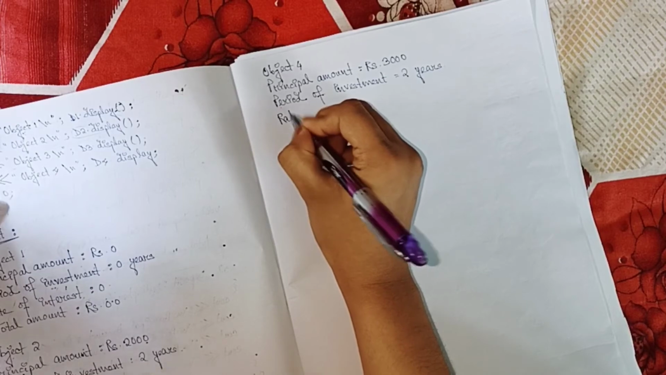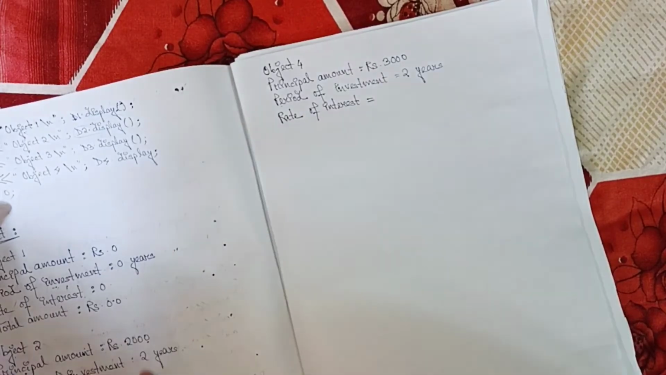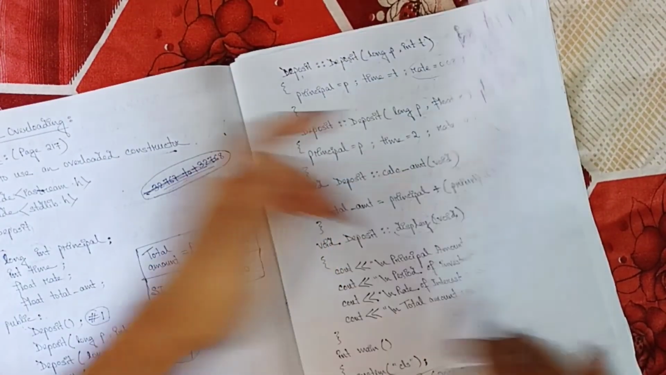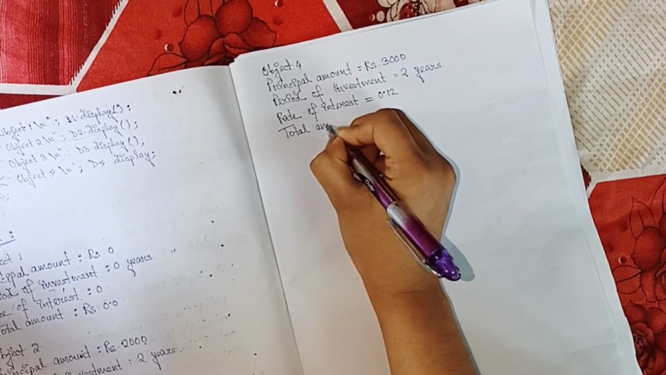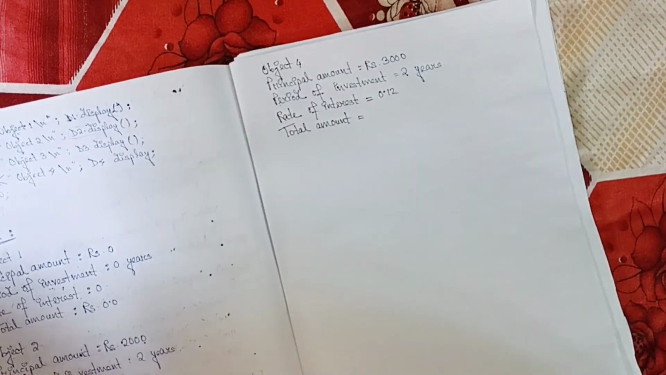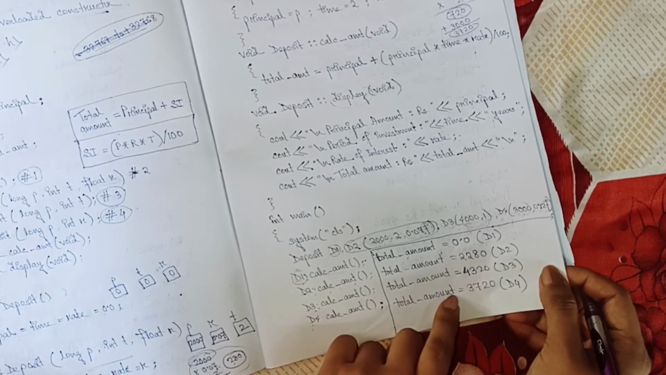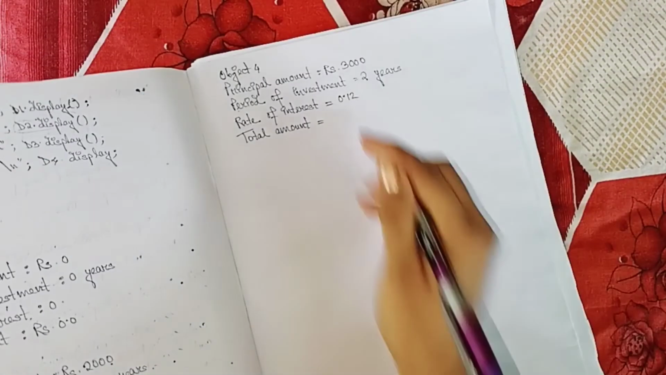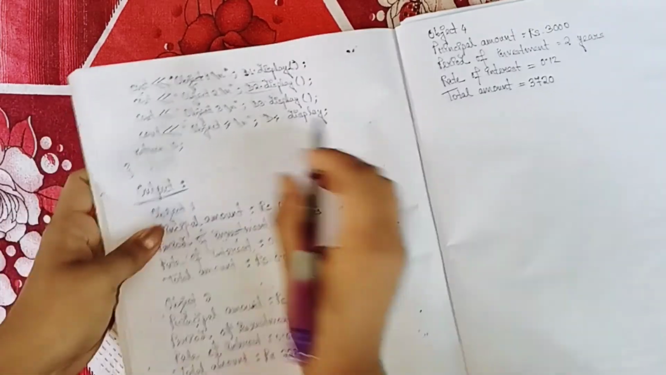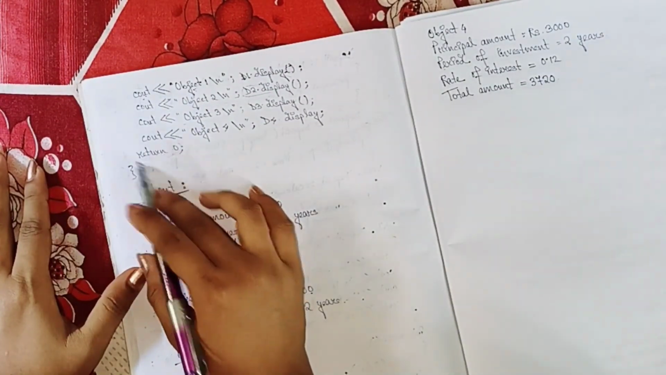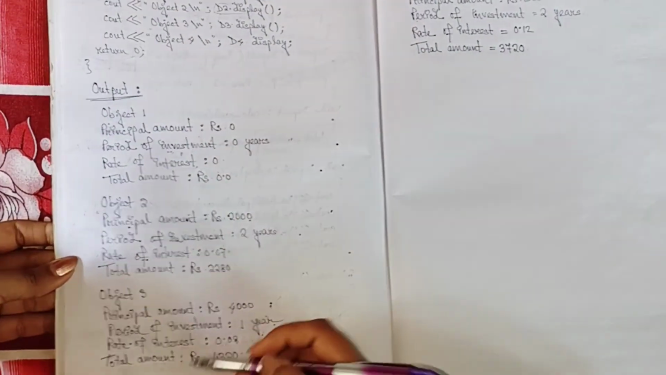Then rate of interest. Rate of interest is what we have taken here. Rate of interest is 0.12. So 0.12, and total amount what we have calculated here is 3720. You can see this one. This is for object D4. So D4 is having 3720 as the total amount. Then it is finding the return 0. So return 0 means our program has ended successfully. So this is how this program will run along with the output I have shown you.